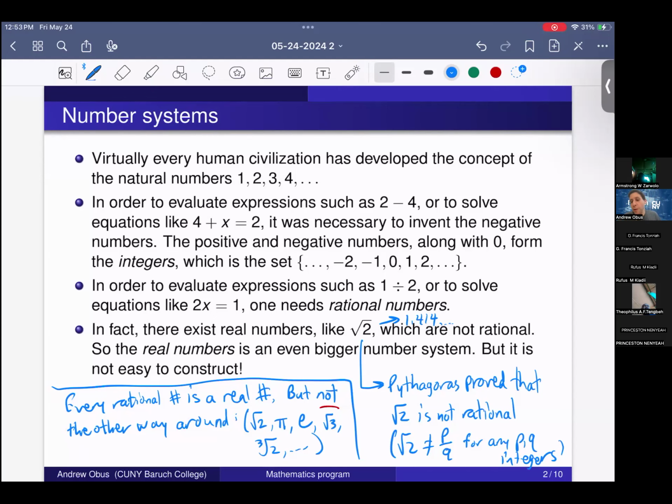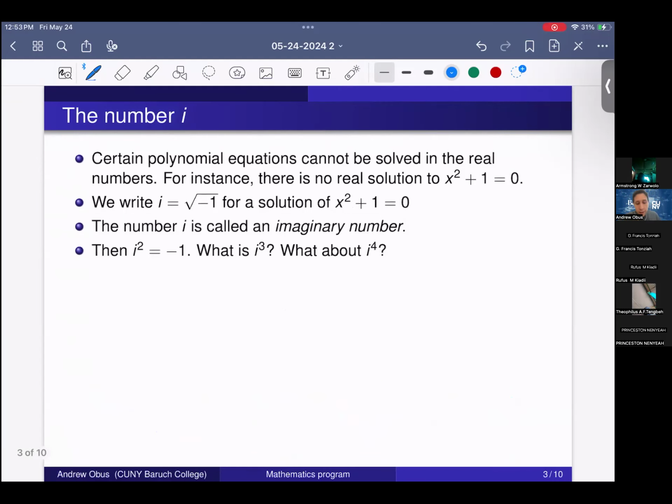So now what happens with the real numbers? What are the real numbers missing? Well, certain polynomial equations can't be solved in the real numbers. Let's say I give you the following equation, x squared plus 1 equals 0. What happens if we try to solve this? I can try to isolate x, and I get x squared equals -1. What do we know about real numbers? Anytime you square a real number, you get a positive answer, or you get 0. There's no real number that when you square it, you get -1, because positive times positive is positive, and negative times negative is also positive.